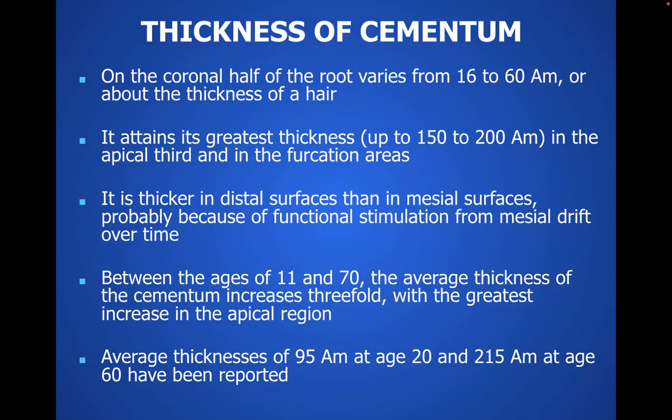So what is the thickness of the cementum? As it is a tissue, it needs to have a thickness. On the coronal half of the root, it varies from 16 to 60 angstroms, or about the thickness of a hair. It attains its greatest thickness, up to 150 to 200 angstroms, in the apical third and in the furcation area. An average thickness of 95 angstroms at age 20 and 215 angstroms at age 60 has been reported. By this data we can see that as the age of the person progresses, the thickness of the cementum also increases.